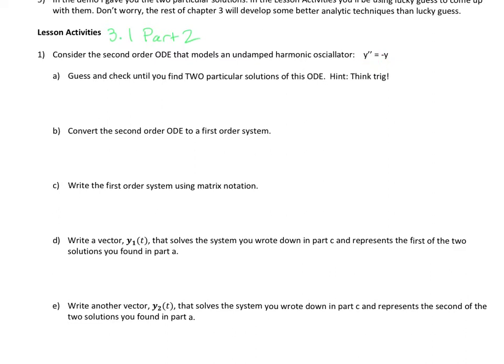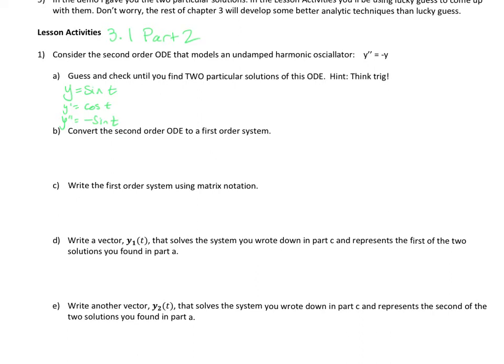So if I'm thinking trig, let's try sine. If I let y equal sine t, then y prime is cosine t, and y double prime is negative sine t. So it does work that y double prime is the opposite of y.